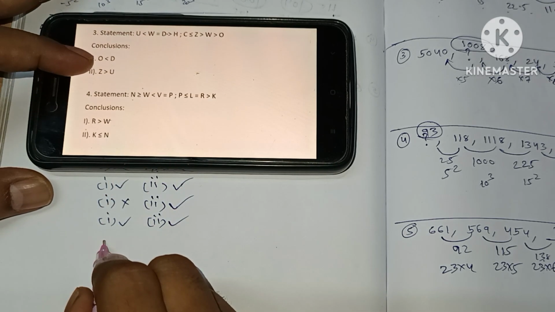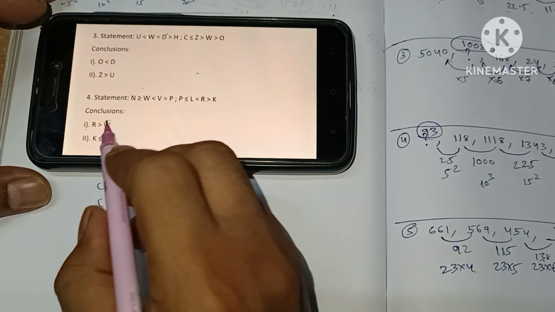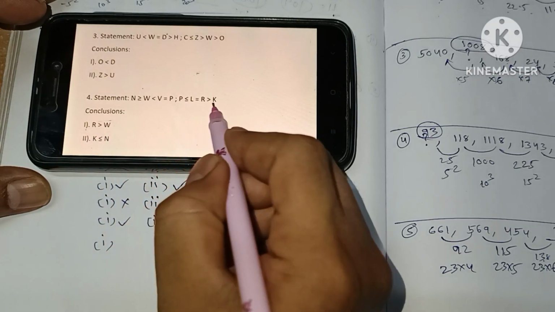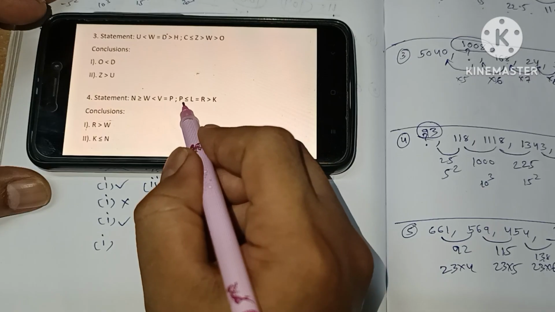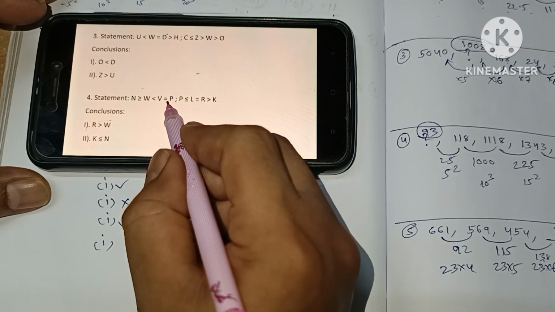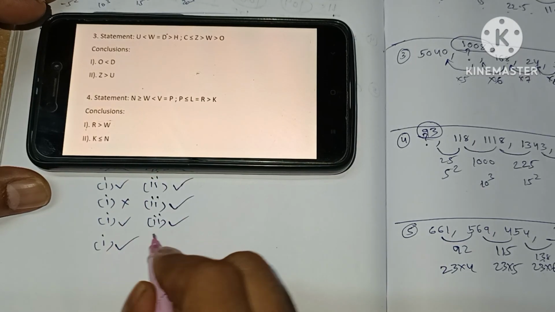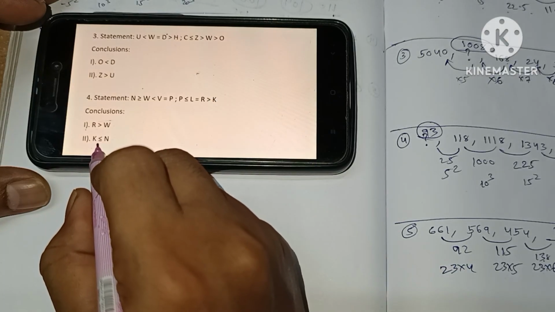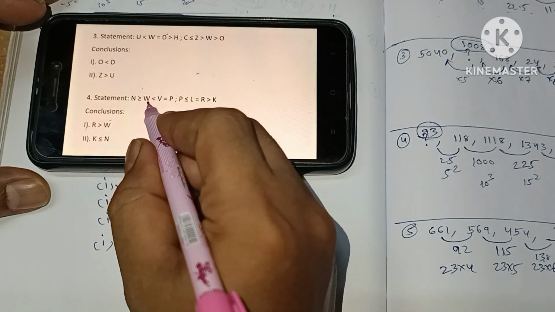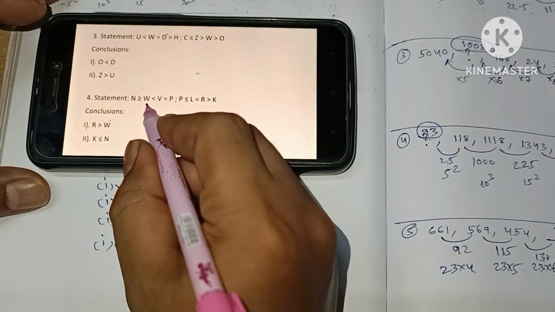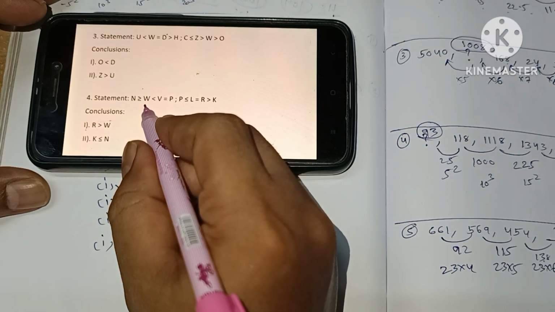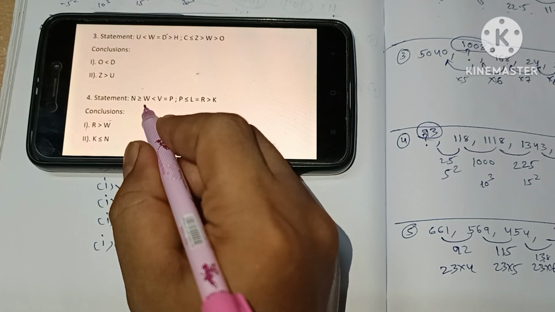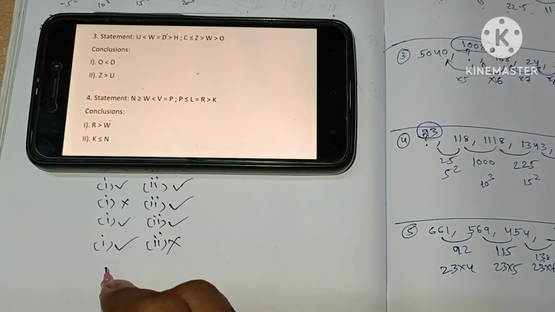Next, fourth question. The flow from R to W. From R we can reach P. From P we can reach W. So the first conclusion will be true. Second conclusion, the flow from N to K with greater than or equal to also. From N we can reach up to W, but none of the others reach K. So the second conclusion will be false.